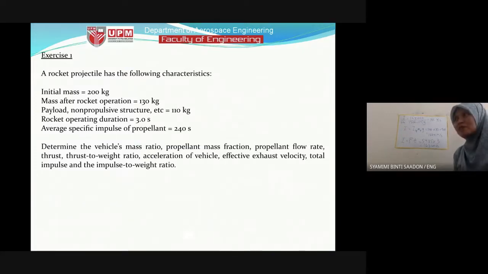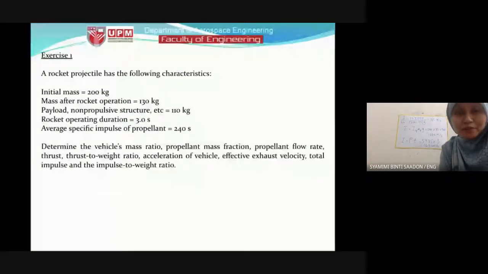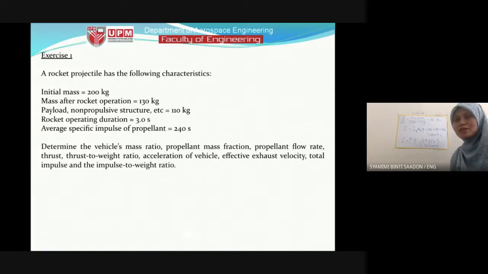So basically the calculation is not complicated. Just calculate all the performance values. The most important values I would say are the effective exhaust velocity, the total impulse, and the propellant mass, because you want to know how much propellant is used throughout the rocket launching.